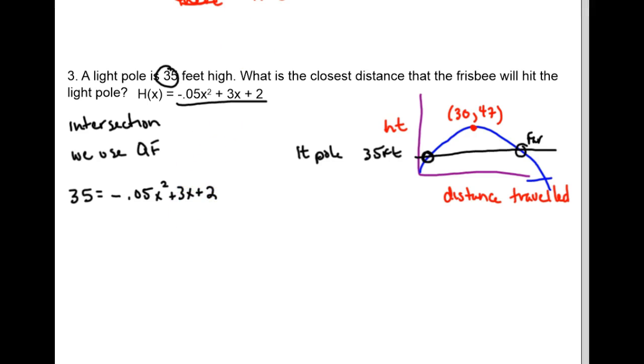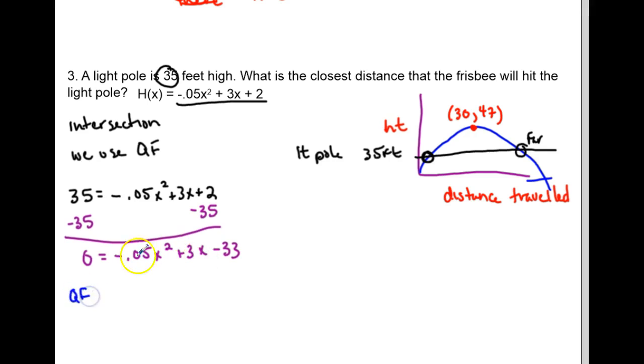Now you're going to ask, how do we solve that? Just like how we solve every other equation. We're going to subtract 35 from each side, and we end up with 0 is equal to negative 0.05x squared plus 3x minus 33. So how do we solve that? We've got two methods. We can try to find two numbers that multiply to that product that add to 3. That's not going to happen. So what's your suggestion? I knew it. You were going to say quadratic formula. We're going to use quadratic formula. That's going to allow us to figure out this point.